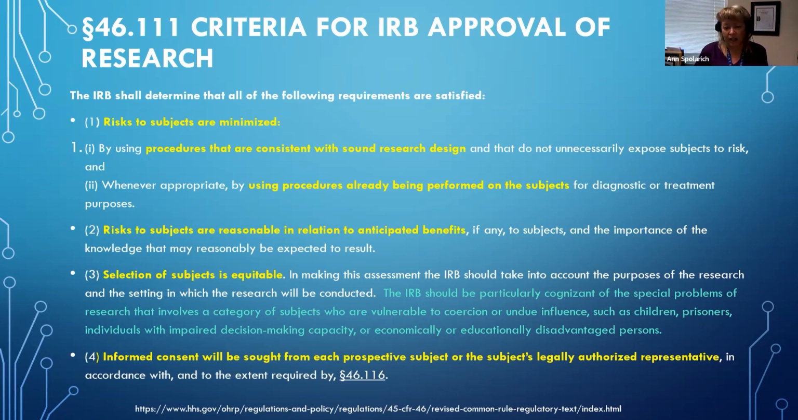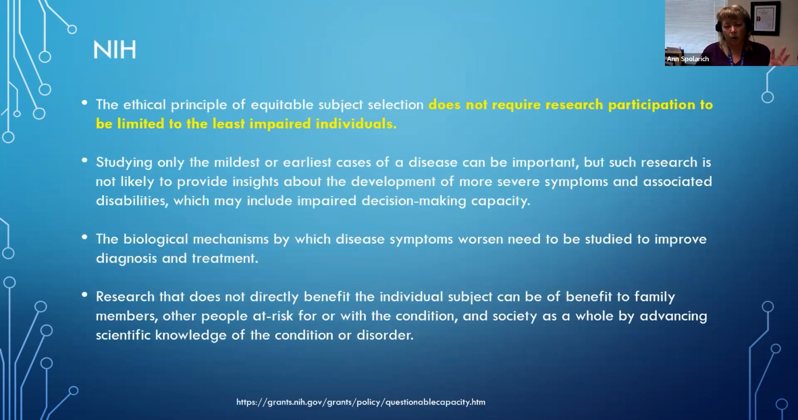Now, there are other criteria that go along with this decision making on the part of the IRB as well, but this kind of hones in on what we're focusing on today. So NIH has spent a considerable amount of time revising some of their requirements for funding in a proposal. They want to really now see that the investigator has applied the ethical principle of equitable subject selection, but we have to be thinking about it. It doesn't require that an individual who is least impaired would be sort of the ideal candidate, if you will.